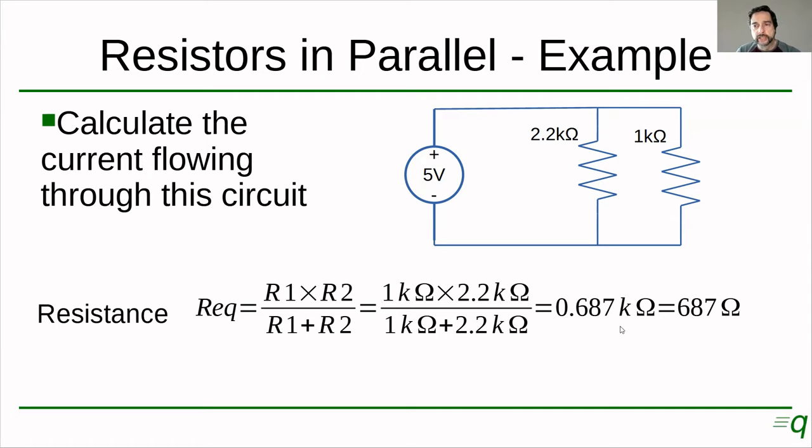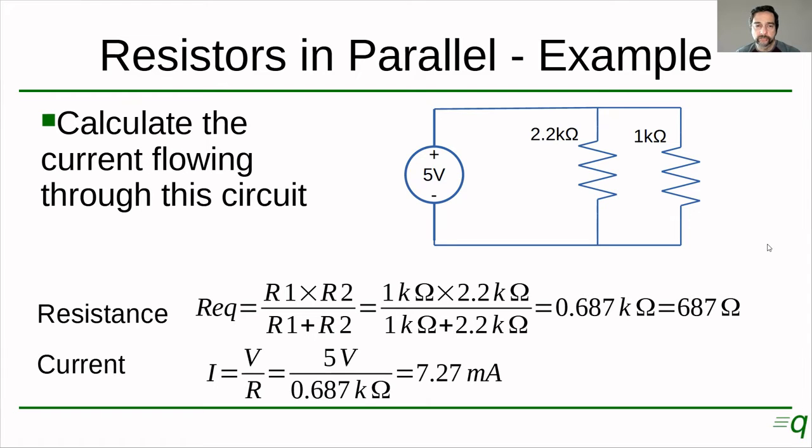And as you can see, this value is lower than either of these two, and this is something that's always going to happen. Now, if we want to calculate the current, we apply Ohm's law. Current is voltage over resistance, and that would be 5 volts over 0.687 kilo ohms. And the result of that is 7.27 milliamps. All right.